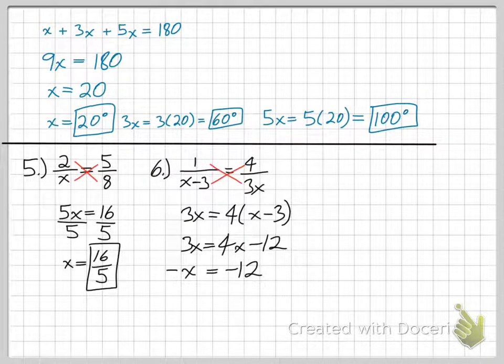Take away 4x from both sides and get negative x is equal to negative 12. You can divide both sides by negative 1 and get x is equal to 12.